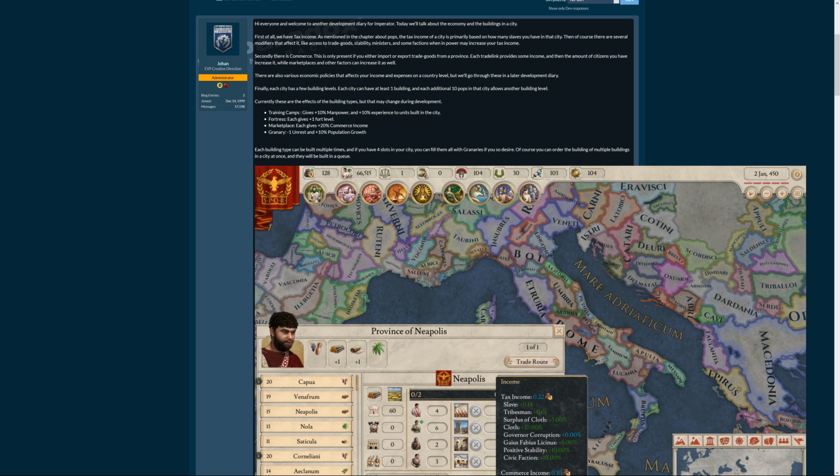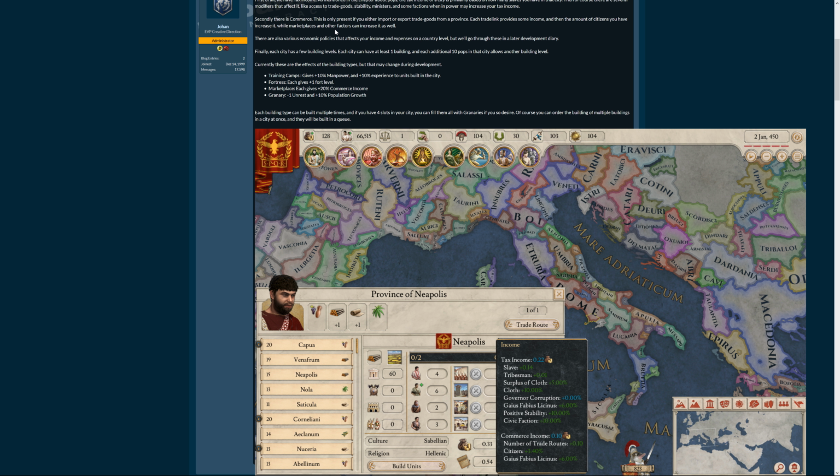So what this does seemingly is the citizens are a multiplier or a bonus percentage to the trade link that provides a base income from probably the trade good and the relation between the two provinces. And marketplaces and other factors will probably also give percentage bonuses. I'd expect that, or maybe also flat bonuses. We'll see about that. There are also various economic policies that affect your income and expenses on a country level, but they will be mentioned only in a later dev diary.